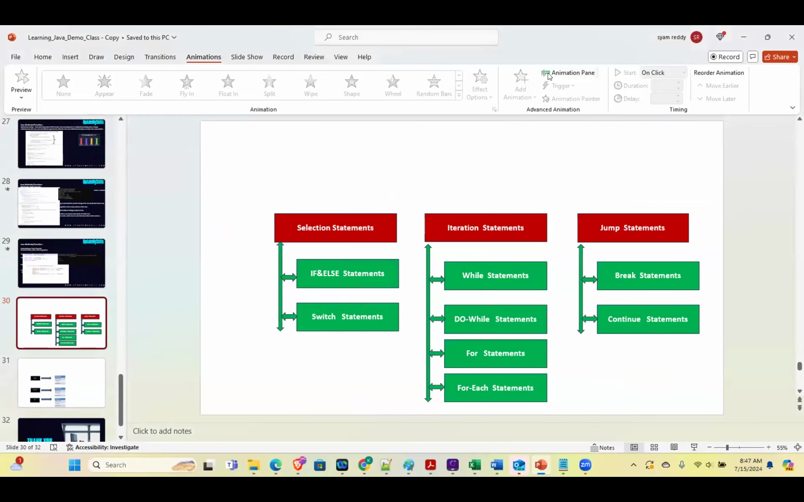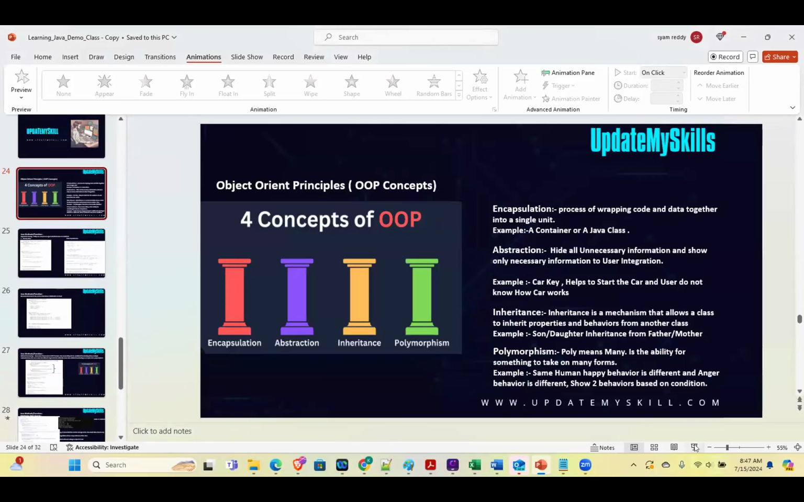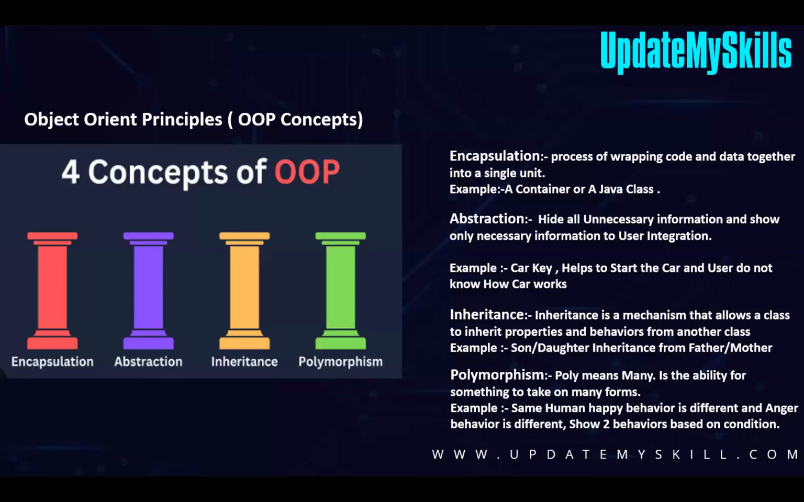Object-oriented principles, the first one: encapsulation. Encapsulation is, as I mentioned, packing everything into one single unit. The process of wrapping code and data together into a single unit is called encapsulation.